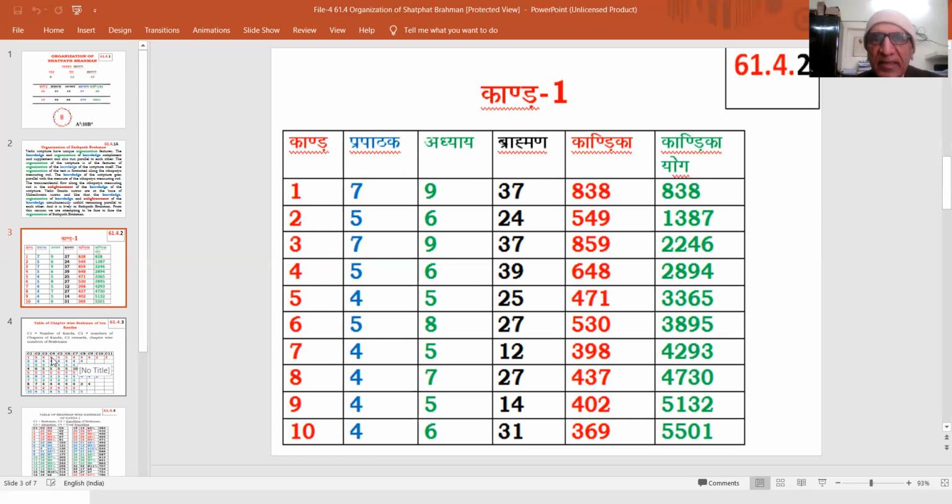On the computer screen is a tabulation, Kanda-wise, Prapatak-wise, Adhyaya-wise, Brahmana-wise, and Kandika-wise. Column 1 is the number of Kandas, 1 to 10. Column 2, the Prapatak column, tabulates the Prapataks per Kanda. Then column 3 tabulates the chapters, Kanda-wise. Column 4 tabulates Kanda-wise Brahmanas, and ahead there is a tabulation of Kanda-wise Kandikas. This tabulation gives us a comprehensive view of the scripture, Shatpath Brahman.